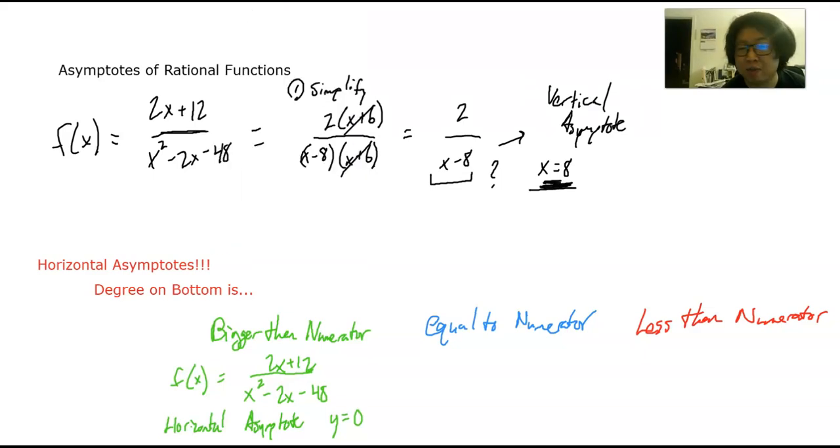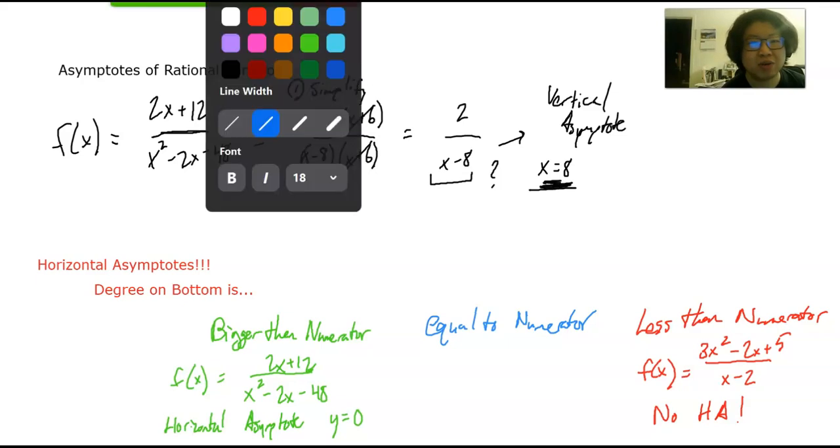So don't have to think too hard about it. Now I'm going to go to the right. I'm going to go back to the middle one in a sec. But let's say the degree on the bottom is less than the numerator. So for example, we have f of x equals 3x squared minus 2x plus 5 over x minus 2. Well, obviously the degree on top is 2 and the degree on the bottom is 1, so my bottom degree is less than my numerator. In that case, there is no horizontal asymptote, and I'll abbreviate HA there. That's also really pretty easy. So with either of these two cases, you don't have to do a whole lot of computing at all, if anything.